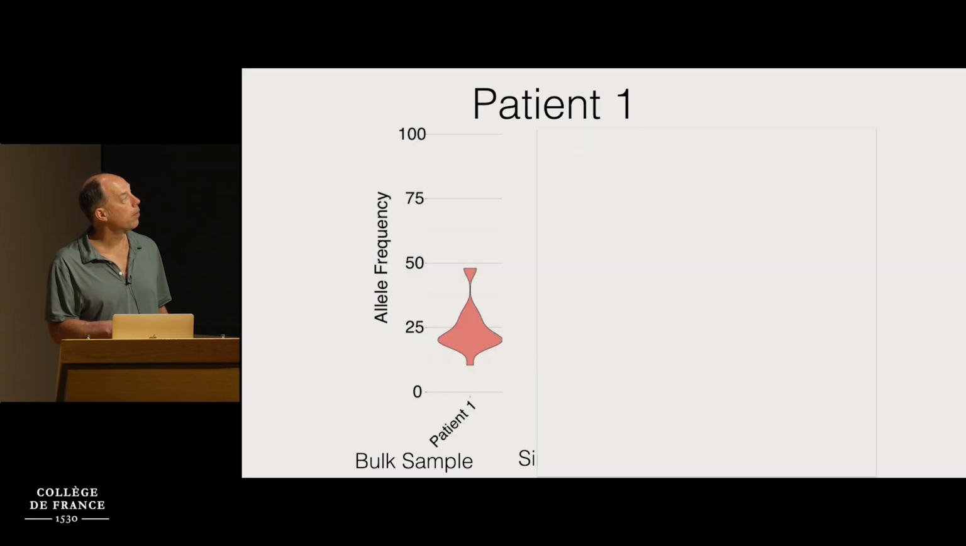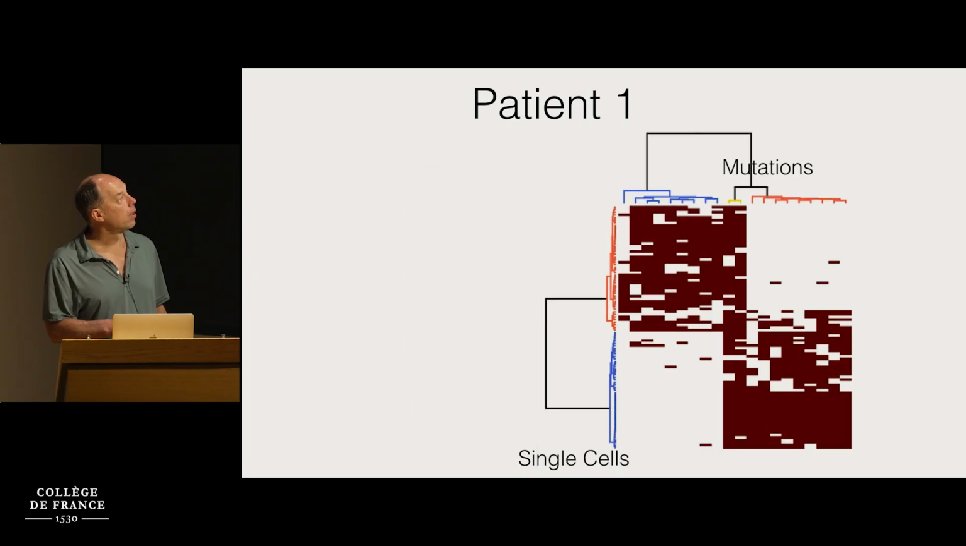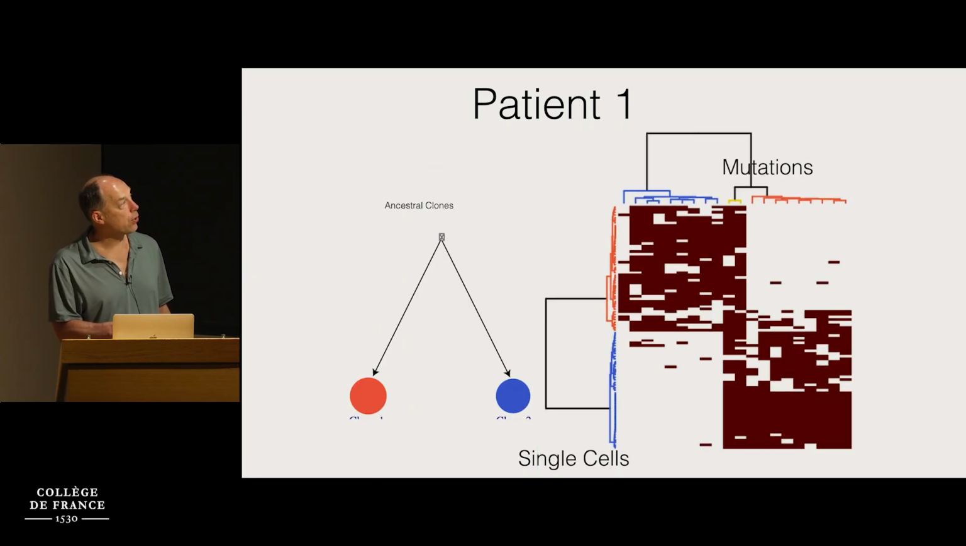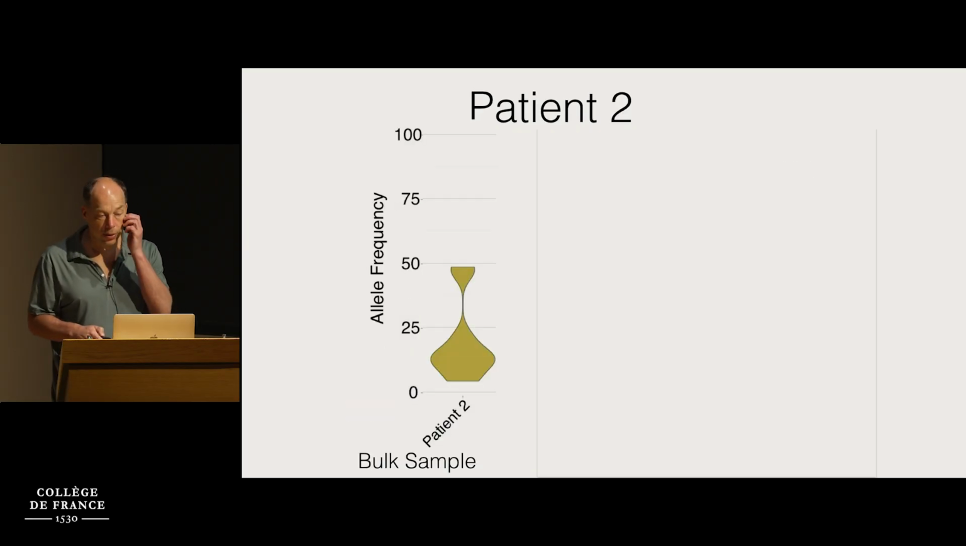Whoops, sorry, let me go forward again. So basically, these are the mutations that are your ancestral ones shared with all the cells. These are the ones of one clone, these are the ones of another clone. So the phylogeny looks like this, 2 dominant clones in this tumor that are related through these shared mutations in the ancestry.